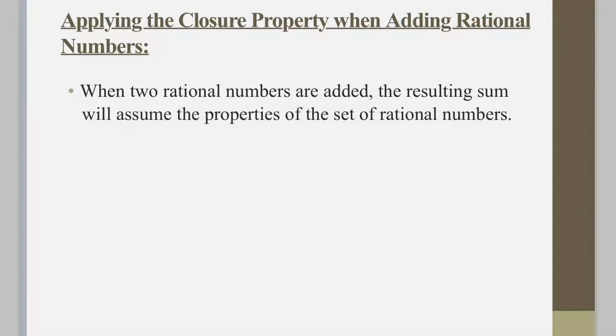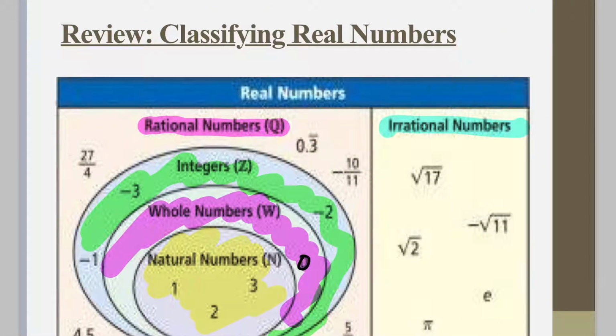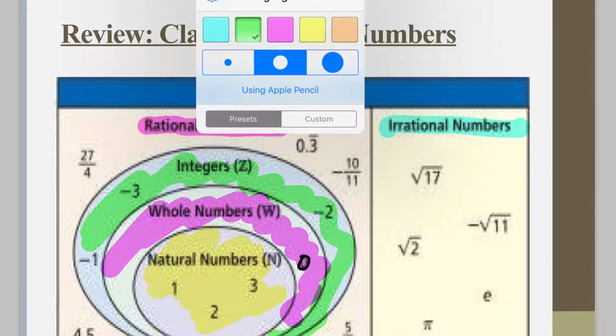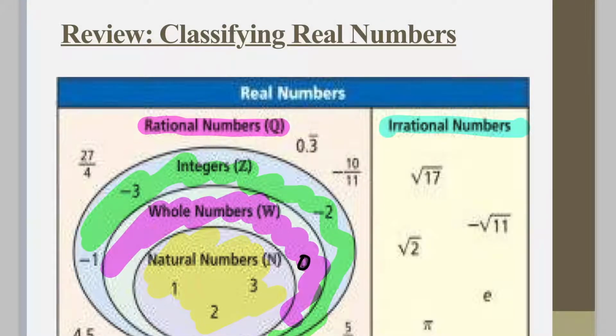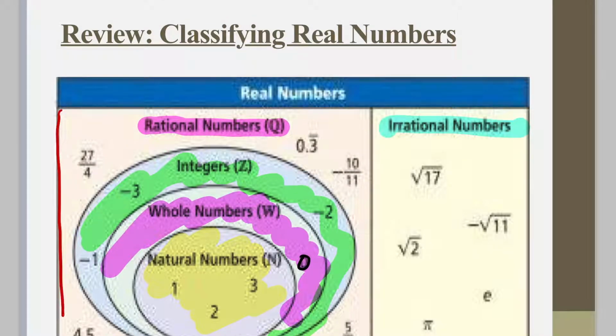Using those classifications, we are now going to apply the closure property. We're going to work on the application of that specific property when adding rational numbers. So to go back one slide, the rational numbers, we are focusing our attention on this particular box or set of numbers, everything contained in there.